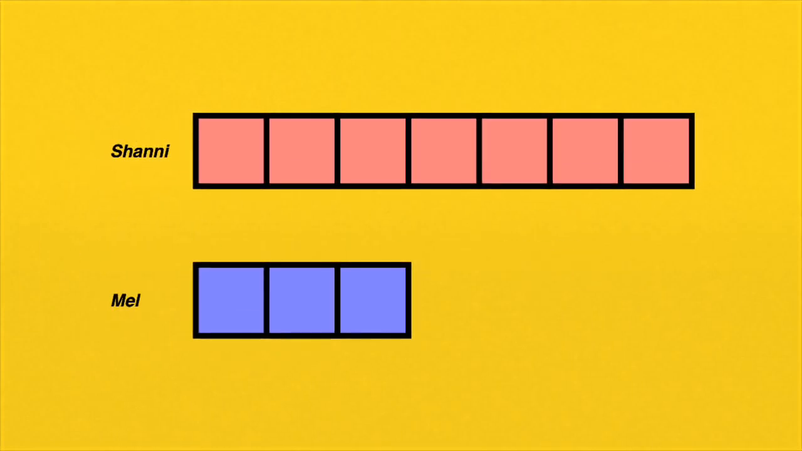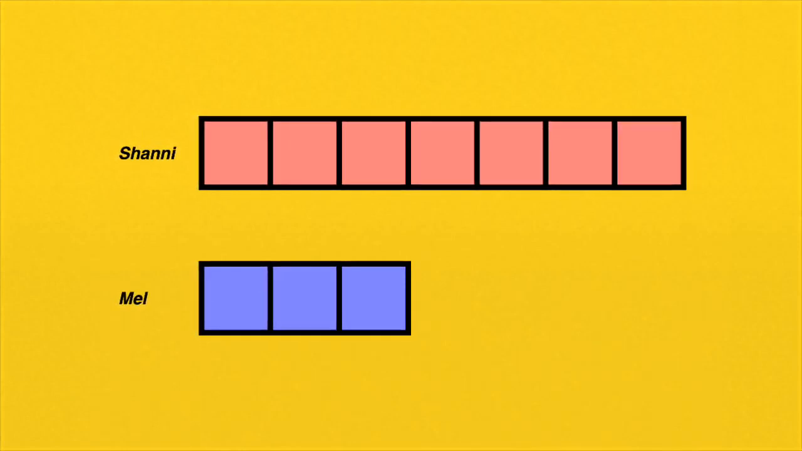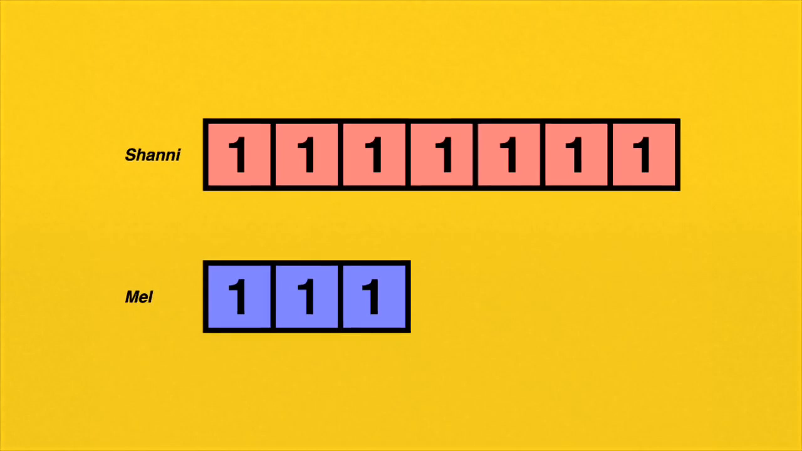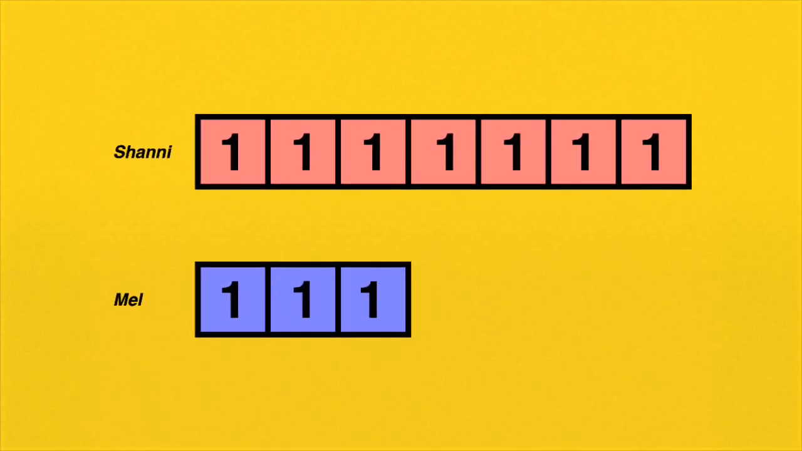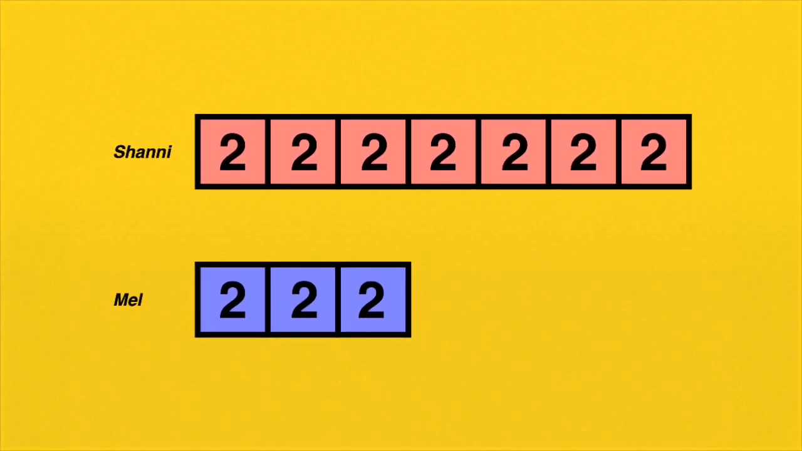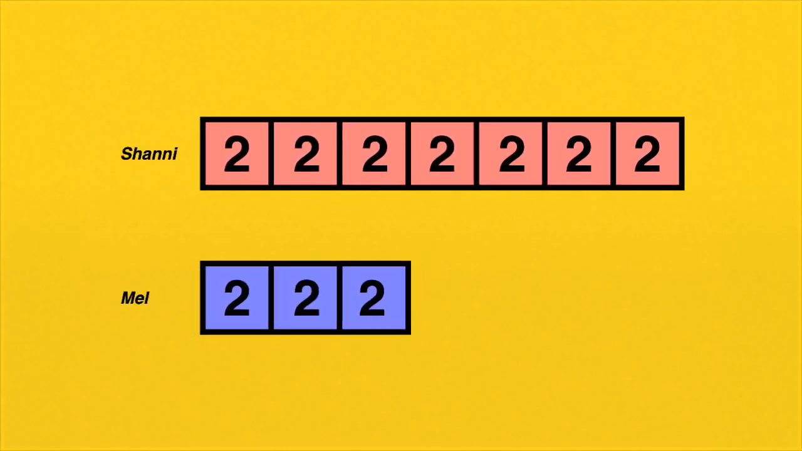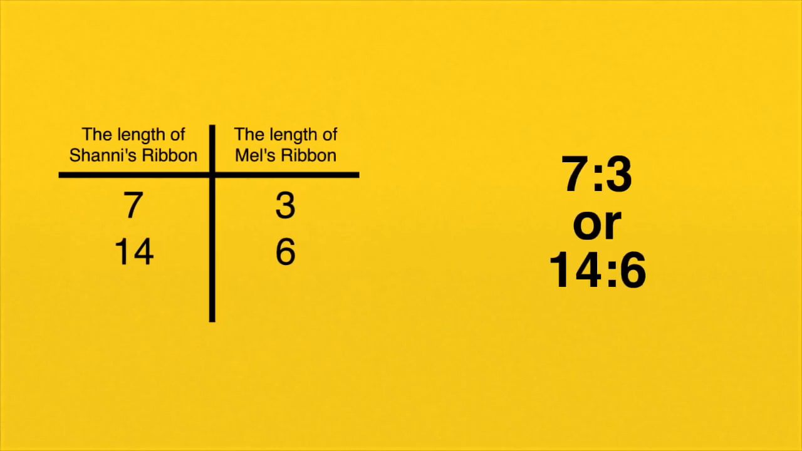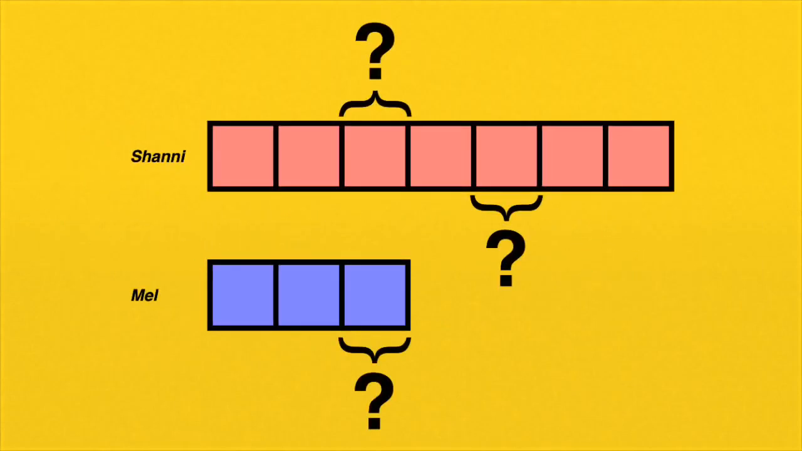Let's look again at our tape diagram. Notice the amount of units that we have. Shawnee has 7 units and Mel has 3. When we plugged in 1 inch in each, we still have 7 units and 3 units. When we plugged in 2 meters into each, we still have 7 units and 3 units. It's just that each unit has a different value. So again, which is it? 7:3 or 14:6? Well, actually, it's fine to say either.